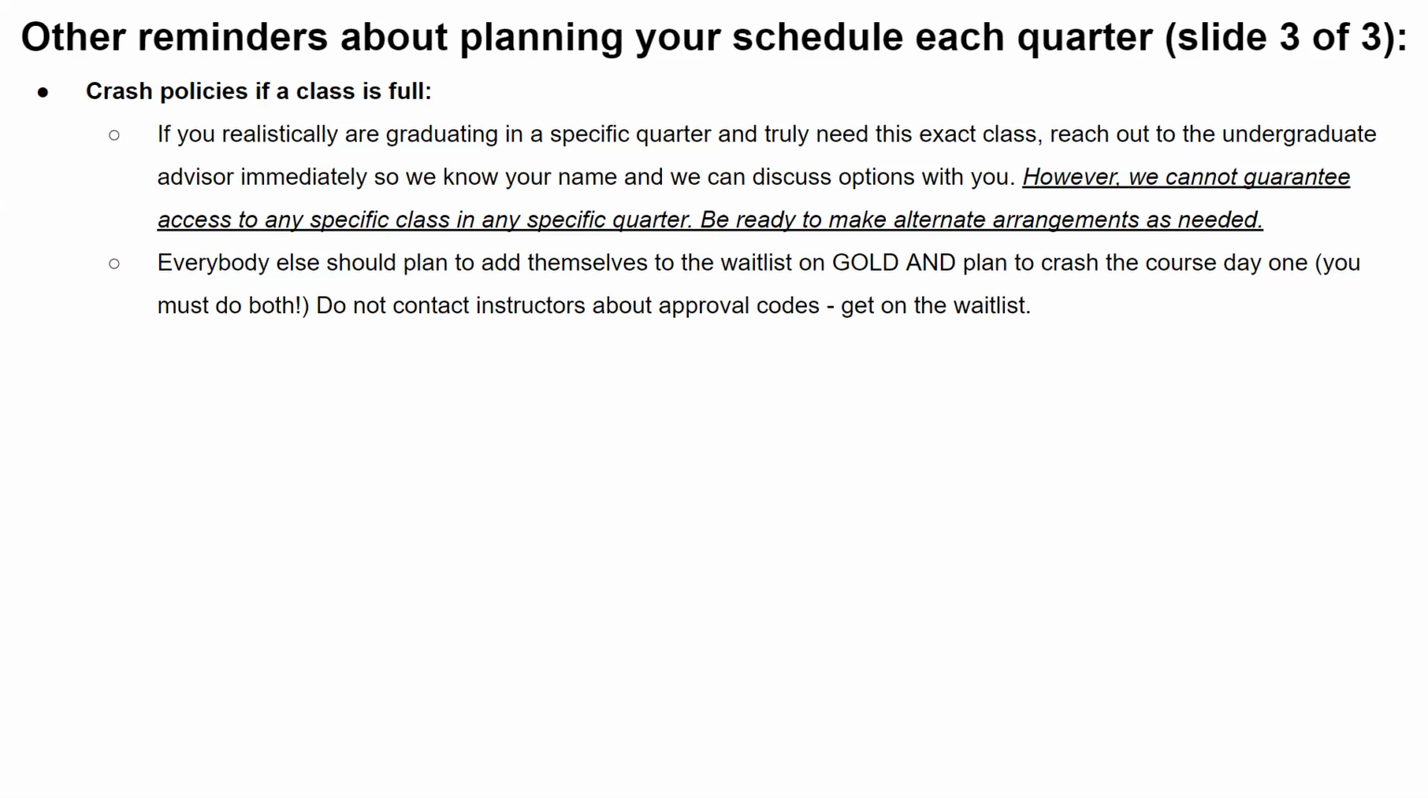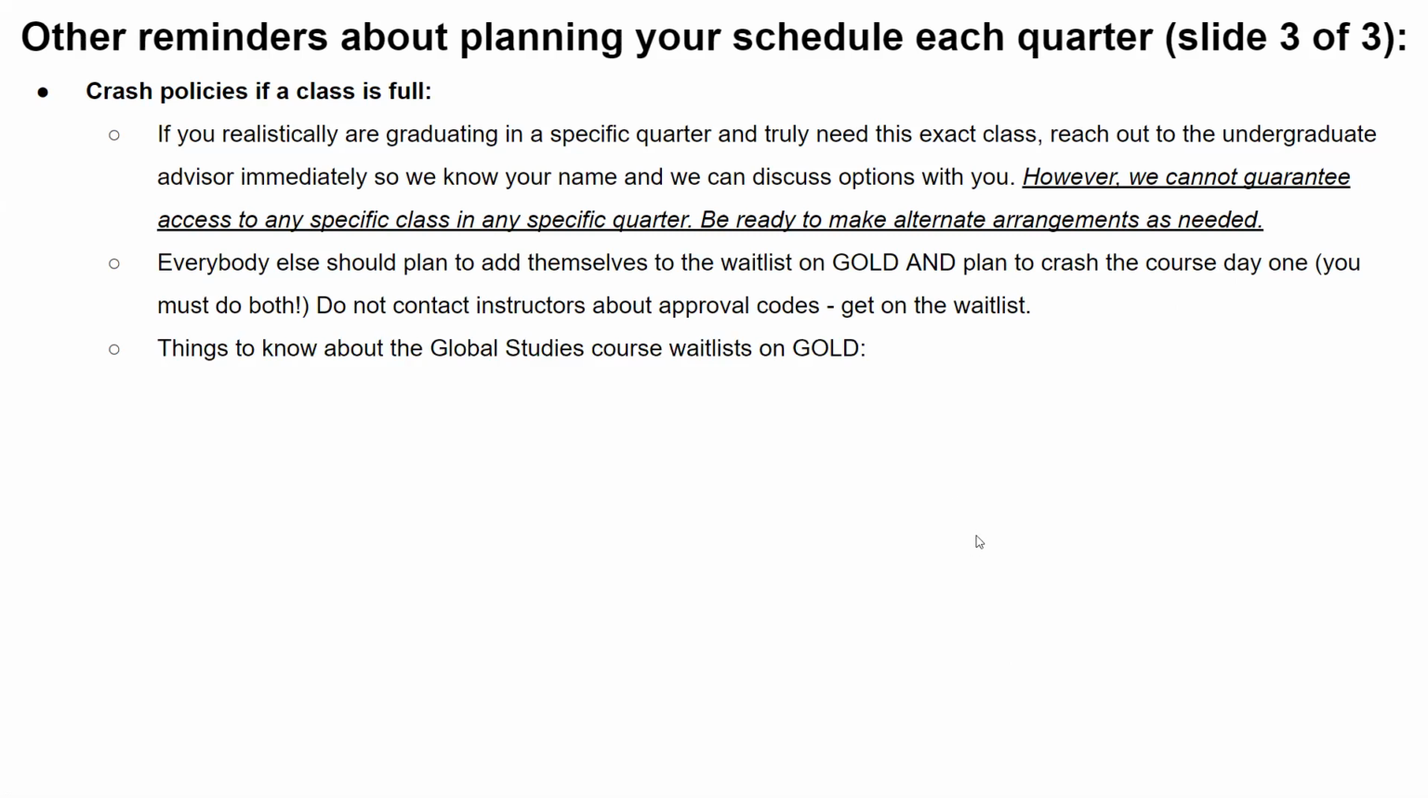We do not recommend that you contact instructors about approval codes. Get on the wait list. That's the best possible way. That way they can see your name, and they can reach out to you via email if it works to add you into the class. Things to know about how the Global Studies course waitlists work on Gold.